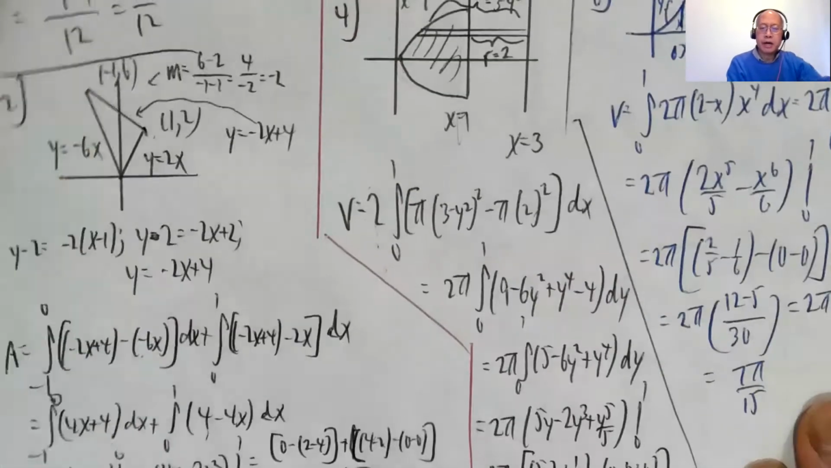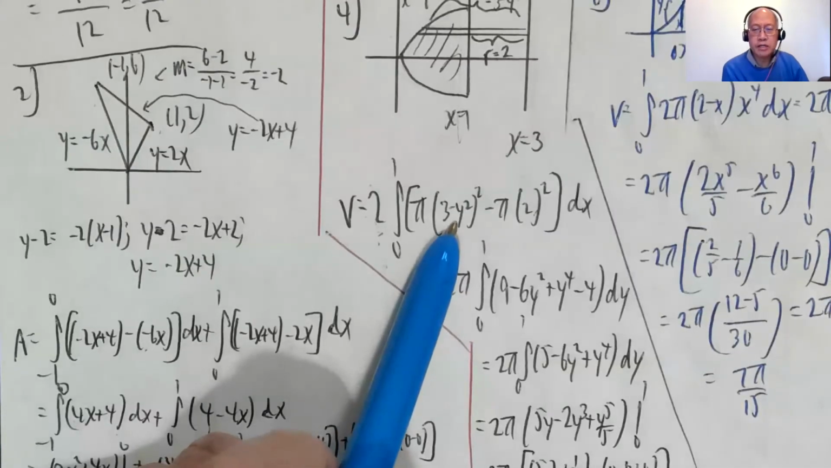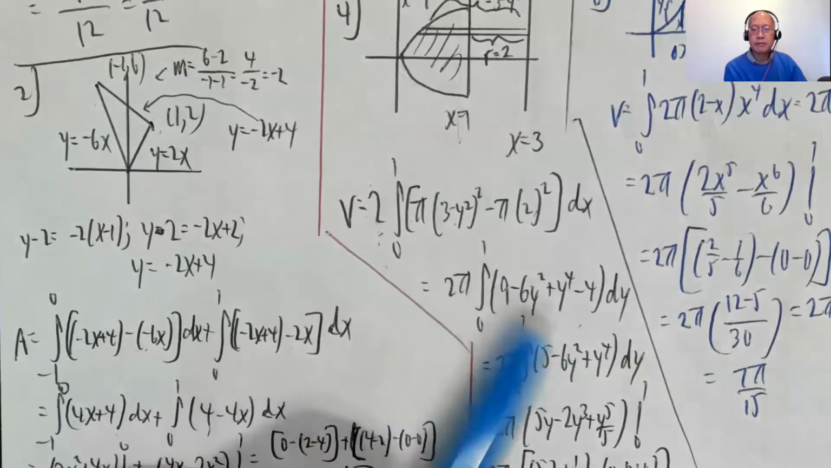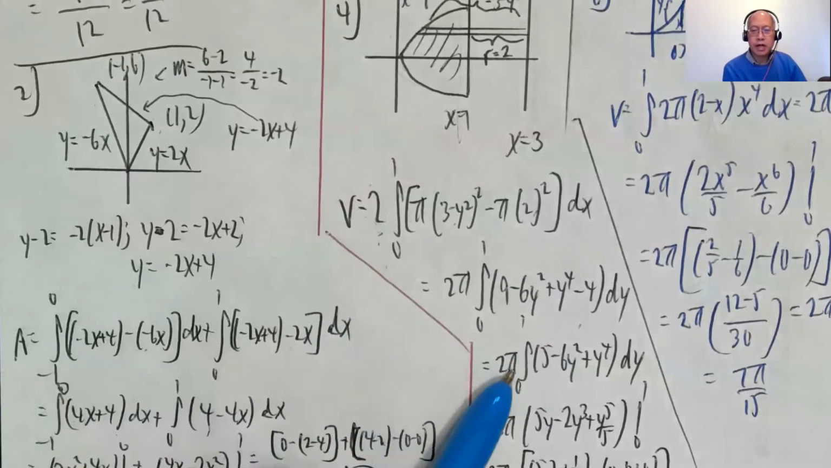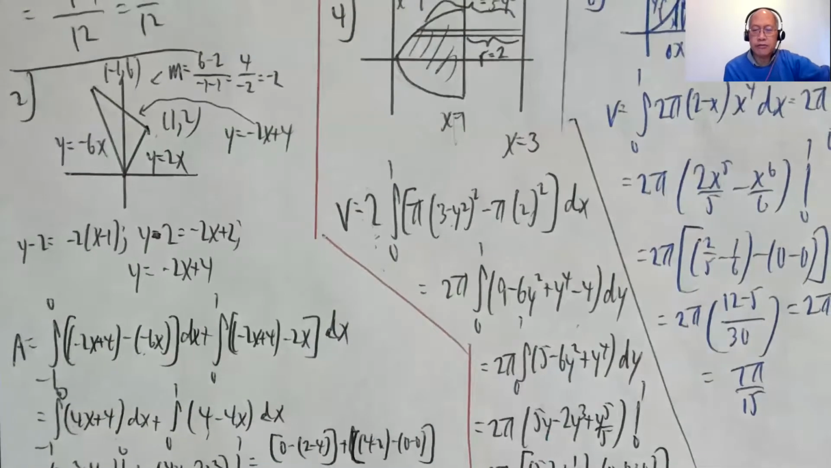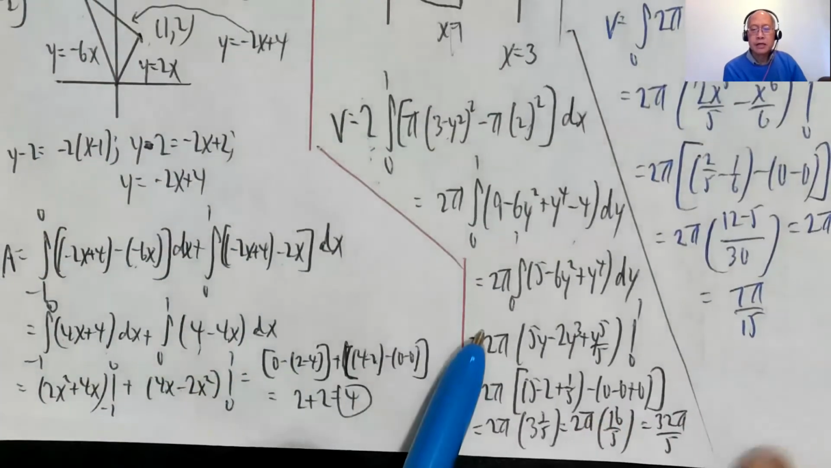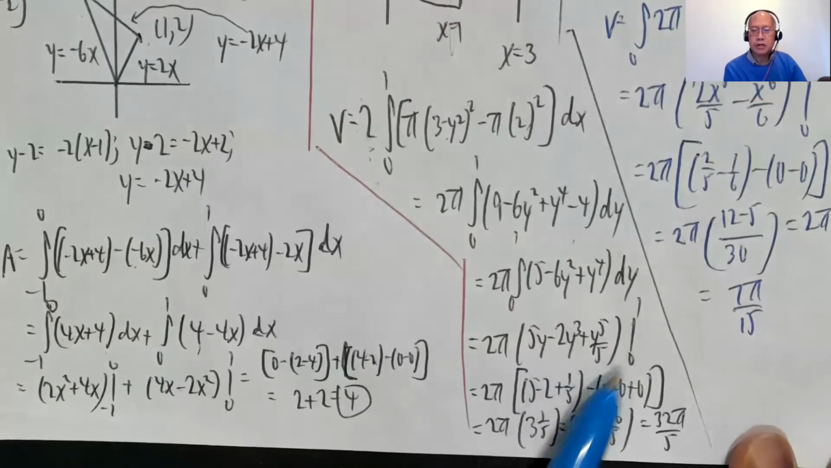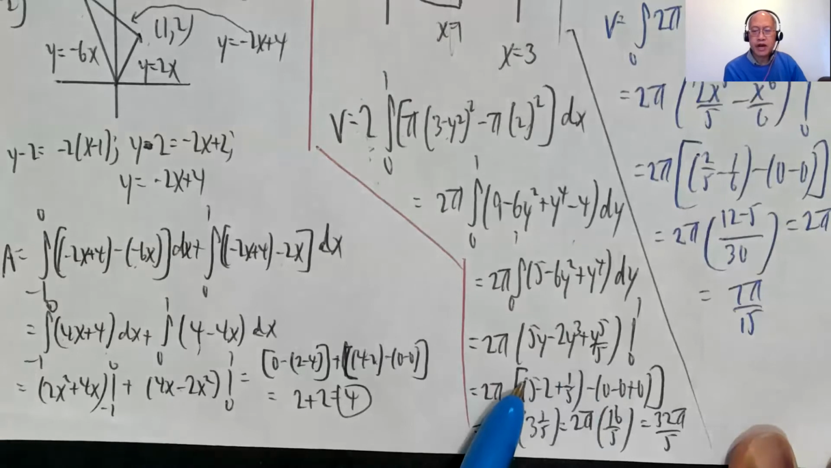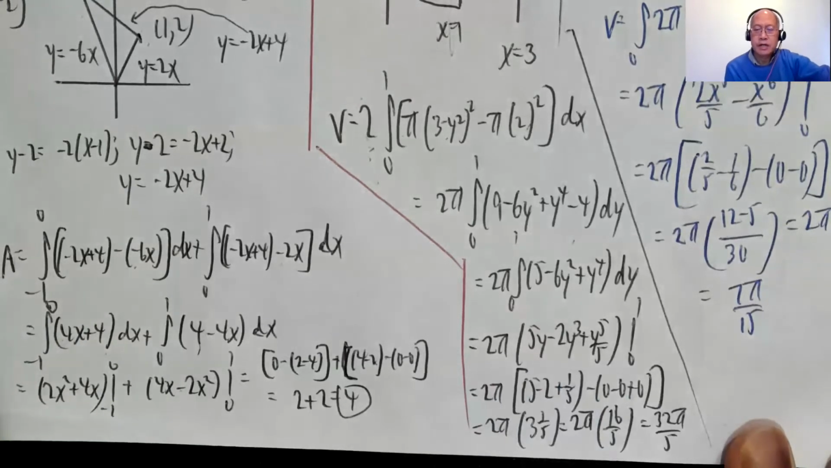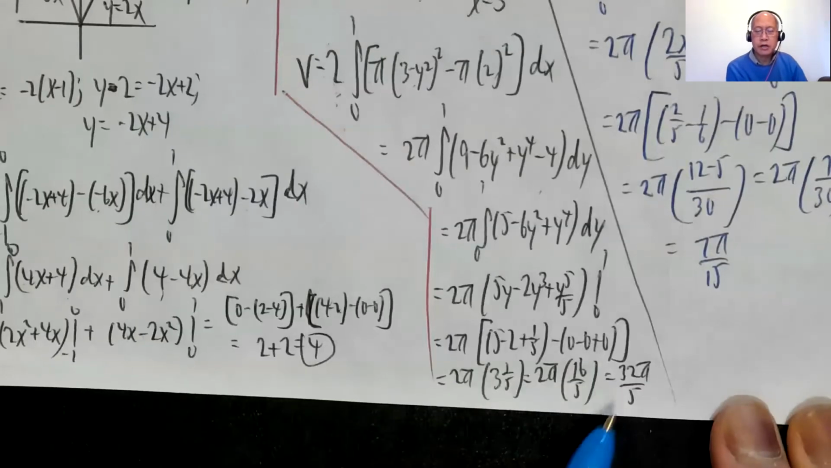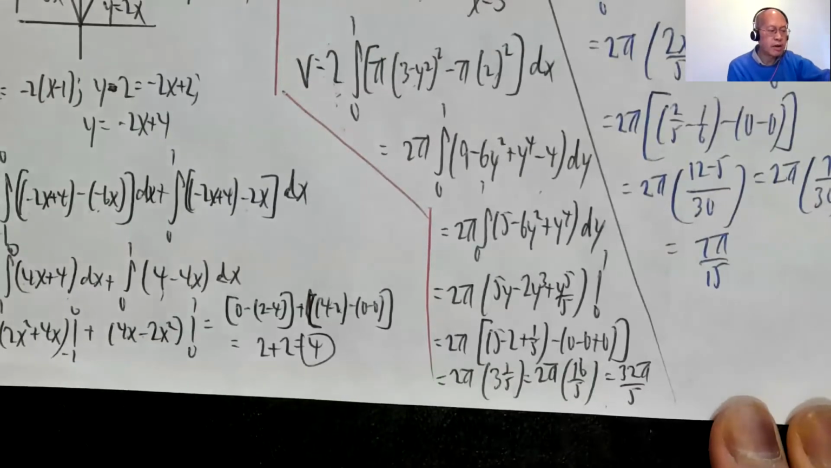Okay. Factor out the pi with the 2. So this is 9 minus 6y squared plus y to the 4th. And this is just minus 4. 9 minus 4 is 5. So I'm integrating 5 minus 6y squared plus y to the 4th. So 2 pi times 5y minus 2y cubed plus y to the 5th over 5. Plug in 0, you get 0. Plug in 1. 5 minus 2 plus 1/5. That's 3 and 1/5, which is 16 over 5. Multiply that by 2 pi, 32 pi over 5. Final answer.